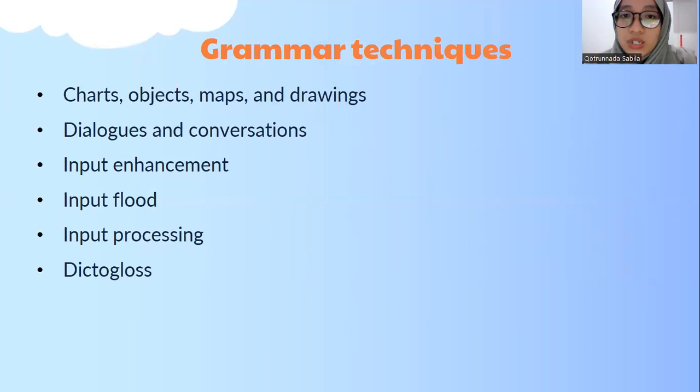And then we move into the grammar techniques. The first is charts, objects, maps, and drawings. There is always a useful place for a chart, for example, that requires students to notice and check off certain forms. Likewise, objects or pictures of objects, maps, and other illustrations help to make focus on grammatical forms somewhat concrete.